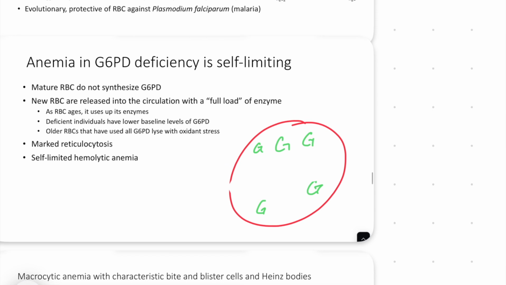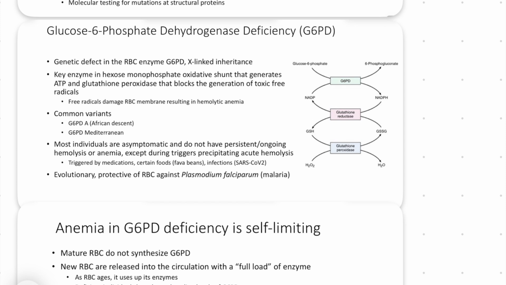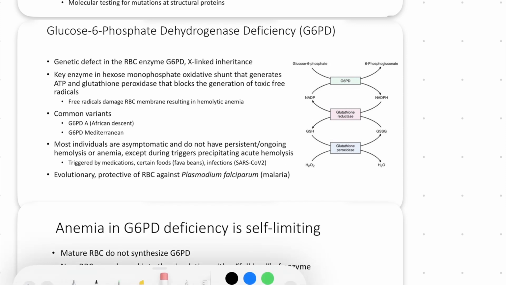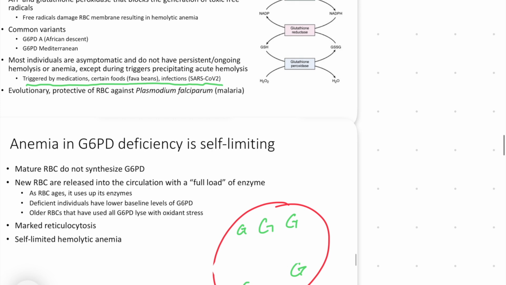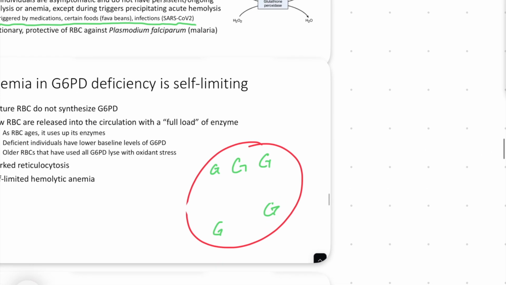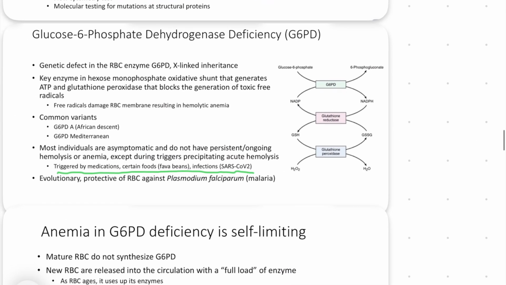Normally, there are actually no symptoms. If we go back up here, most individuals are asymptomatic. There are specific triggers that generate oxidative stress, and some of the common ones that we might be tested on are medications, fava beans, certain foods, and infections. If we come back down here, when one of these triggers comes in, we're generating more toxic radicals, using up all our G6PD, and eventually the cell will lyse.